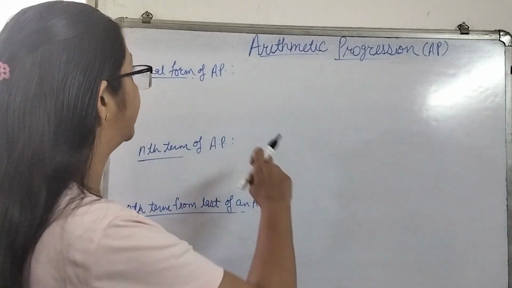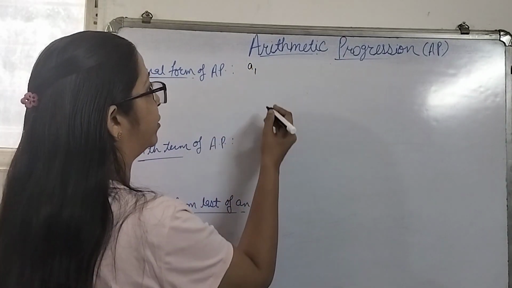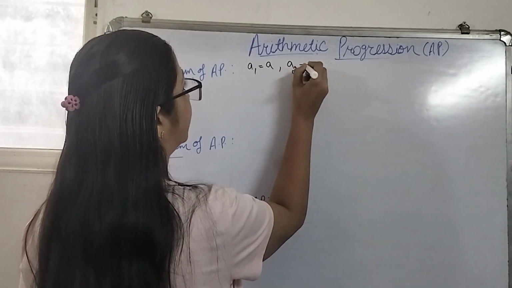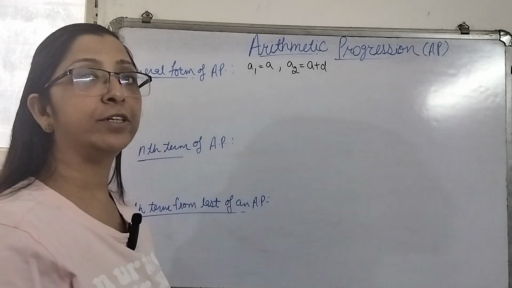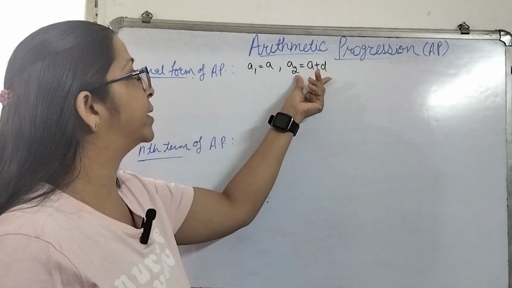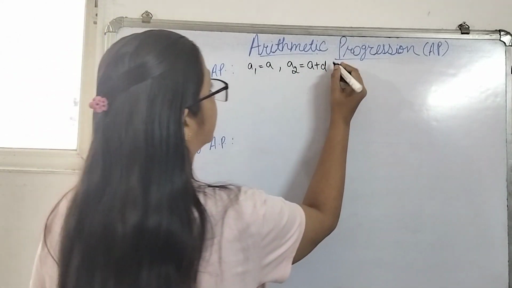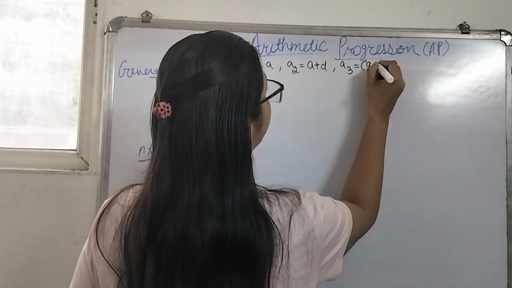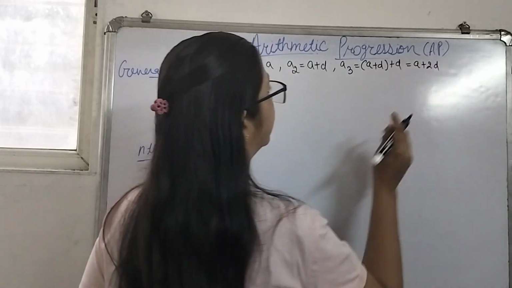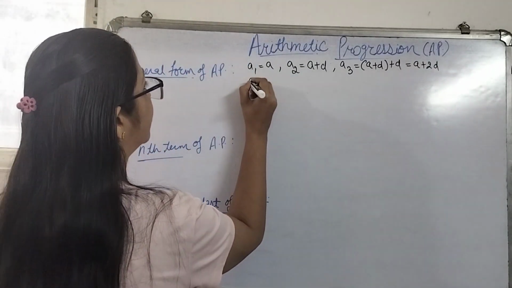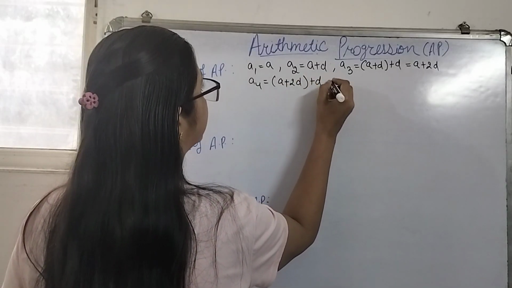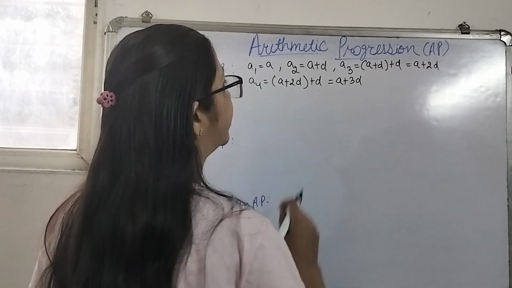Just now we have seen that the first term of the AP is either denoted by A1 or we can write it as A also. The second term of the AP we get by adding the common difference to the first term. That means to the first term, that is A, if we add the common difference D, we will get the second term. Now the third term we will get by adding the common difference to the second term. That will become A plus 2D. Now for finding the fourth term, we add the common difference to the third term, that is A plus 2D plus D, that we can write as A plus 3D.